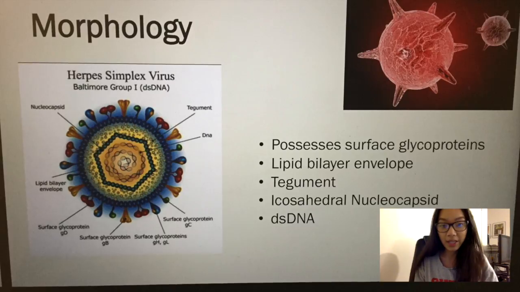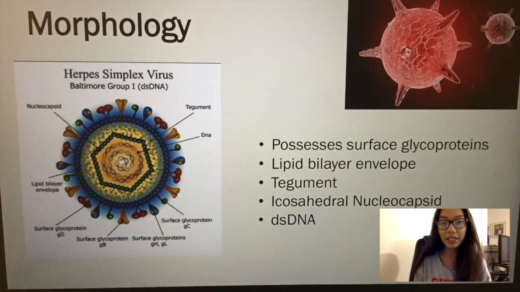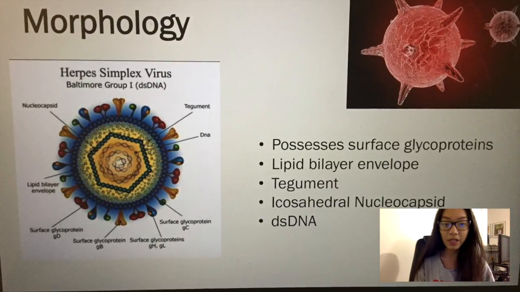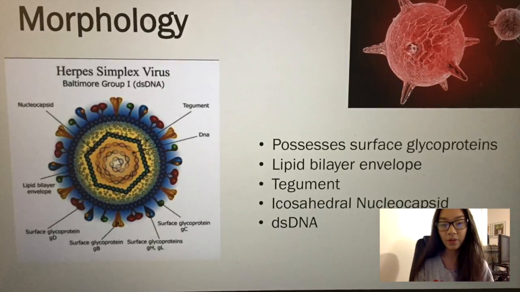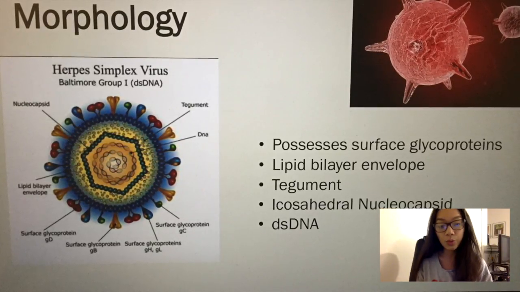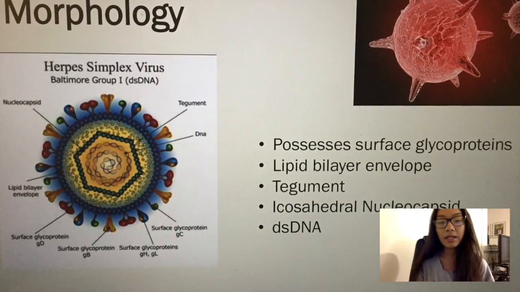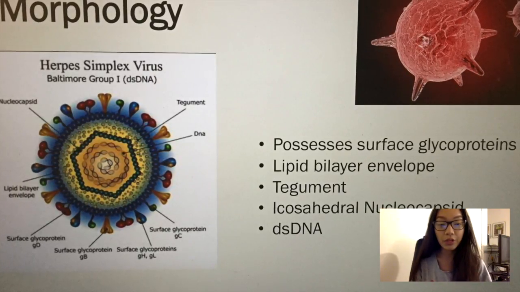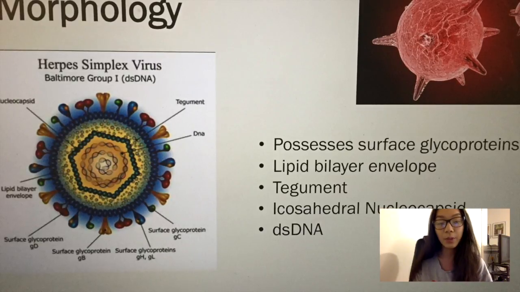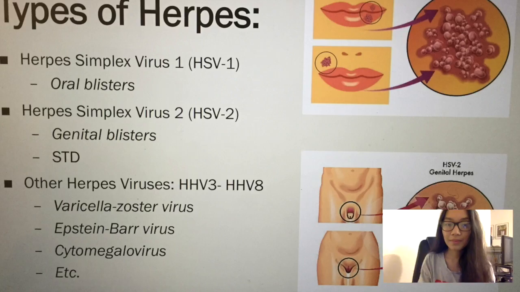It possesses surface glycoproteins, which really help with the adhesion and attachment to host cells. It has that lipid bilayer envelope for ease of fusion into the cell. It has a layer called the tegument. It has an icosahedral nucleocapsid, and it also is composed of double-stranded DNA.